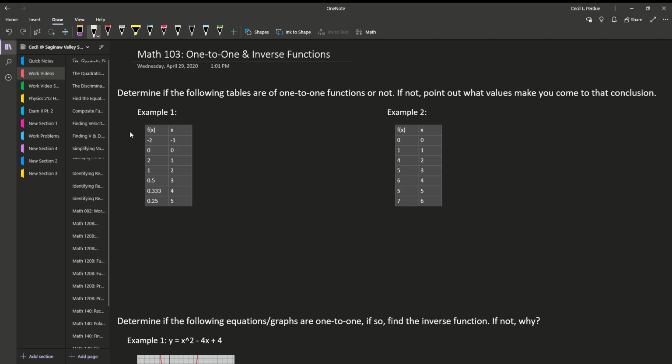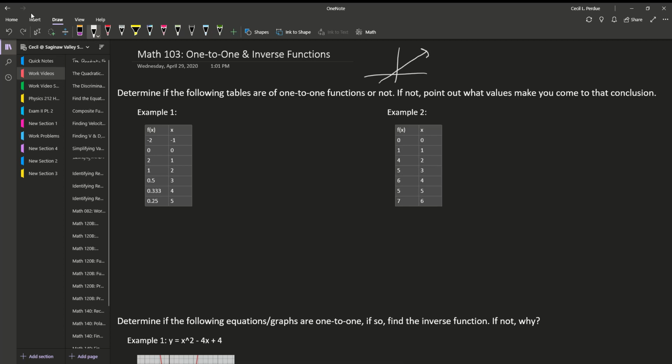In our first two examples, we want to determine if the following tables are one-to-one functions or not, and if not, we want to point out what values make us come to that conclusion. So in order for us to do that, we first need to know what makes a function one-to-one or not. What makes a function one-to-one or not is dependent on the idea that there is no value of x which will give a repeated y.